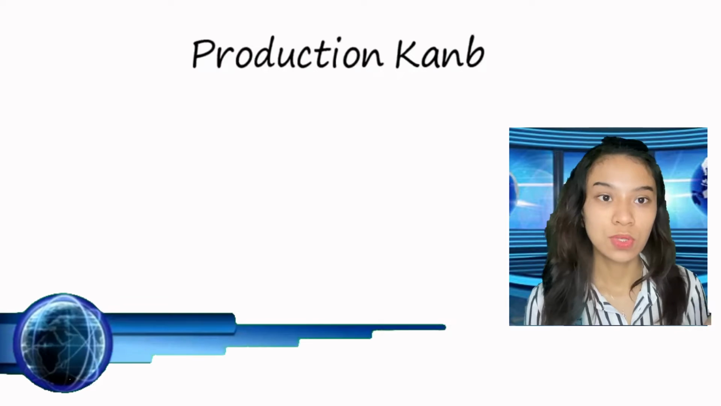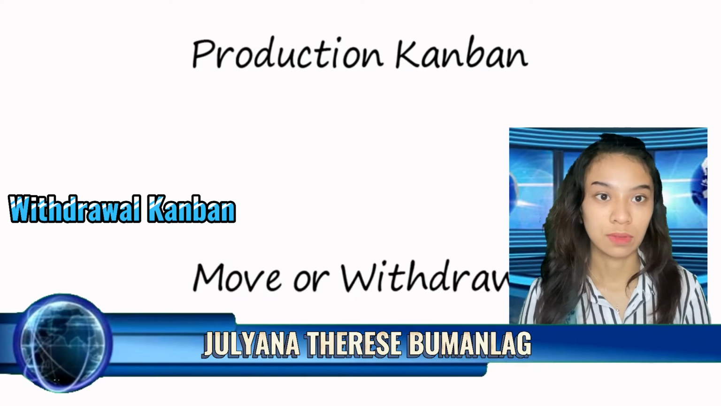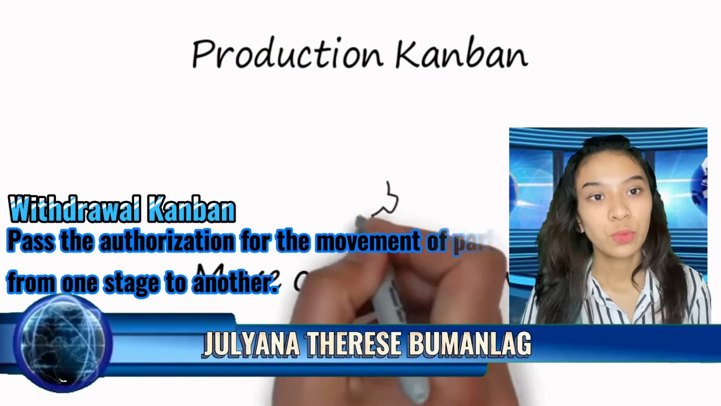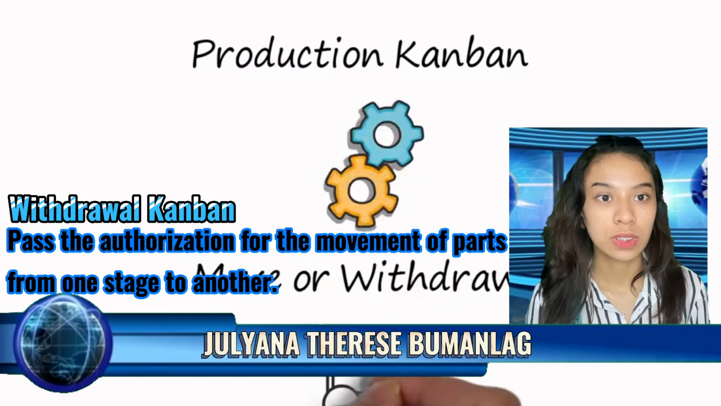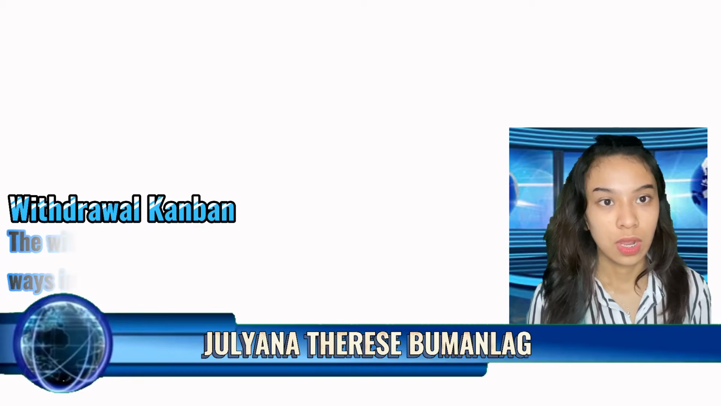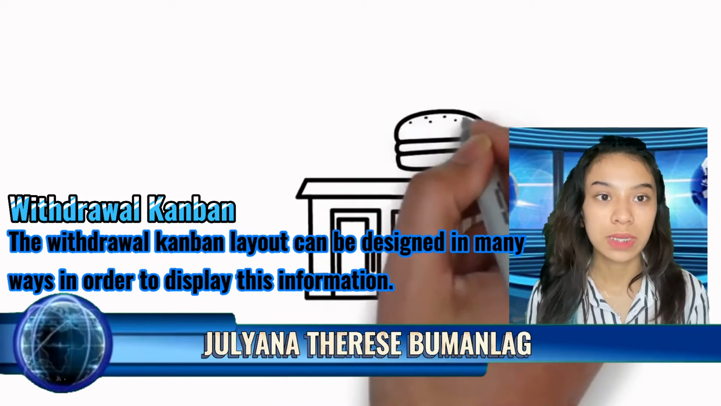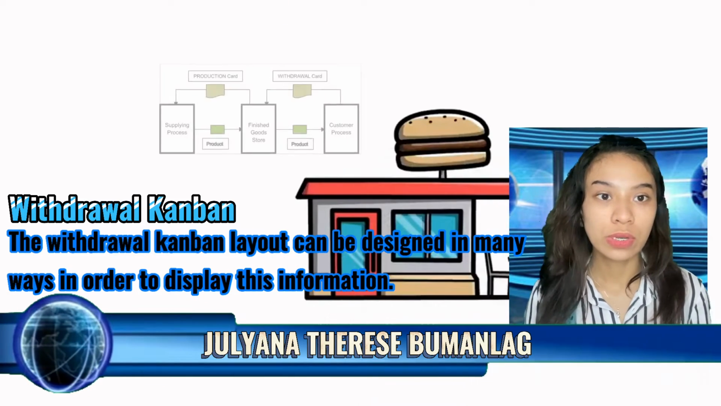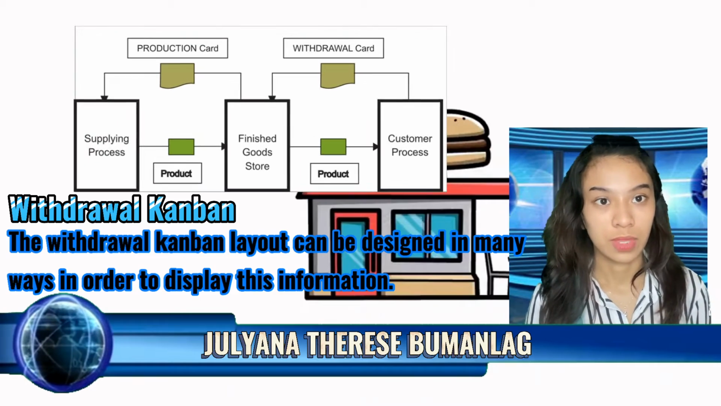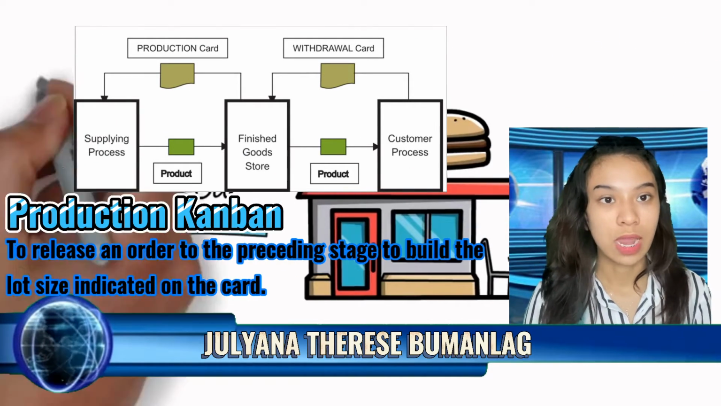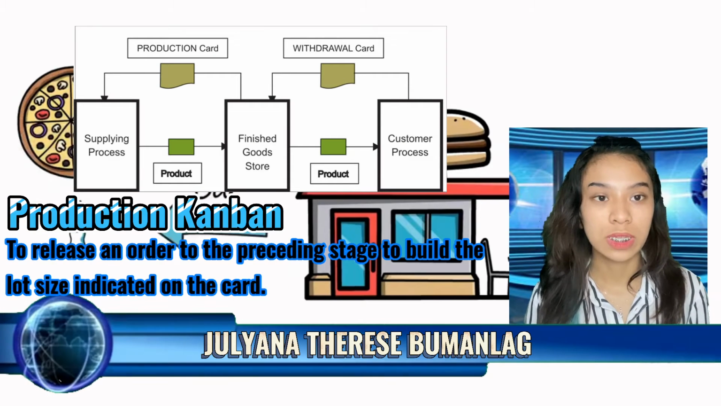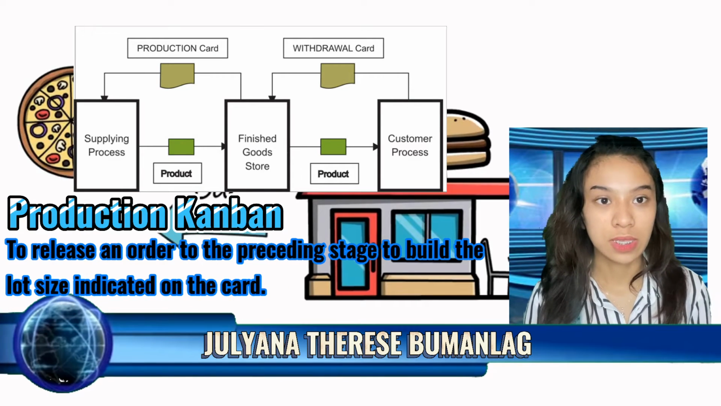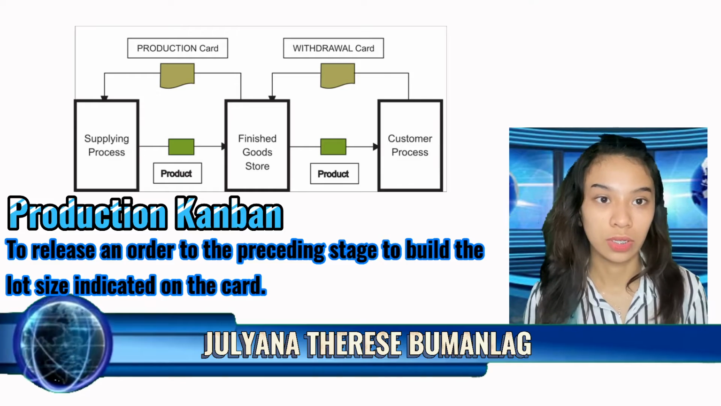There are two most common types of Kanbans used. Withdrawal Kanban, whose main function is to pass the authorization for the movements of parts from one stage to another. The withdrawal Kanban layout can be designed in many ways in order to display this information. Another is production Kanban, whose main function is to release an order to the preceding stage to build the lot size indicated on the card.